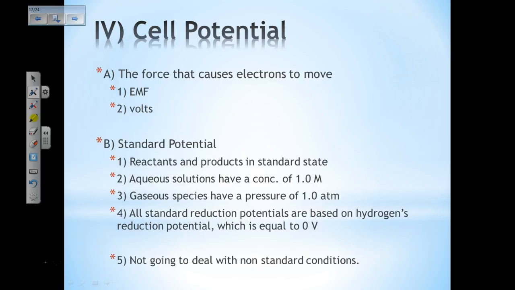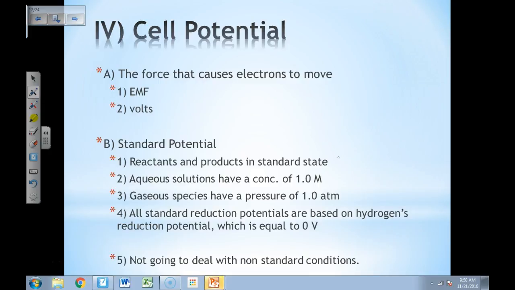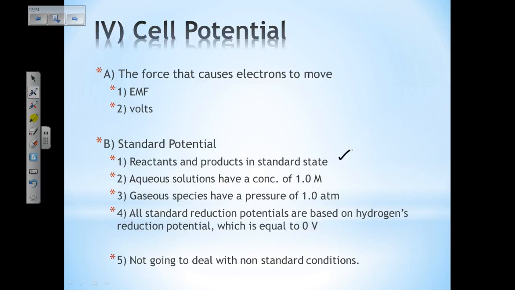Now, we're always going to deal with standard potentials in here. Standard potentials means that we're dealing with reactants and products that are in what we call the standard state. So oxygen, O2, would be a gas, iron would be a solid, that sort of thing. If it's an aqueous solution, aqueous solutions always have a concentration of 1 molar. If it's a gas, it's going to be a pressure of 1 atmosphere, and you can read all of these things. This video is not going to deal with non-standard conditions. We're not going to get into the Nernst equation in this case.